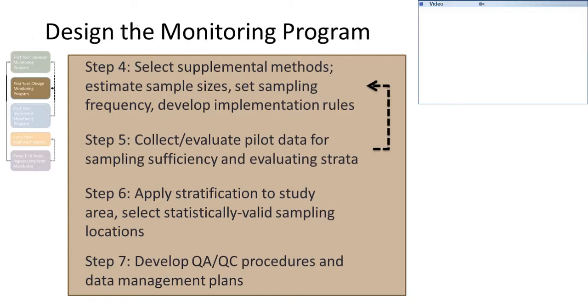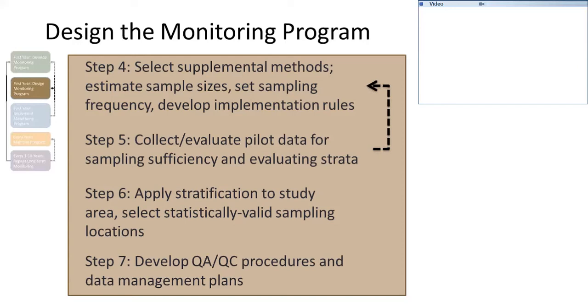Here, from the supplemental indicators that we had, we select the supplemental methods to go with them. So the indicators are what we're measuring, and the methods are how we're actually going to do it. We do some preliminary sample size estimates. We figure out how often we want to go back and remeasure those things, and the size of the change that we're really looking to be able to measure. We develop our implementation rules. This includes our rejection criteria for when something would be considered outside of our target population and a site that we would reject.